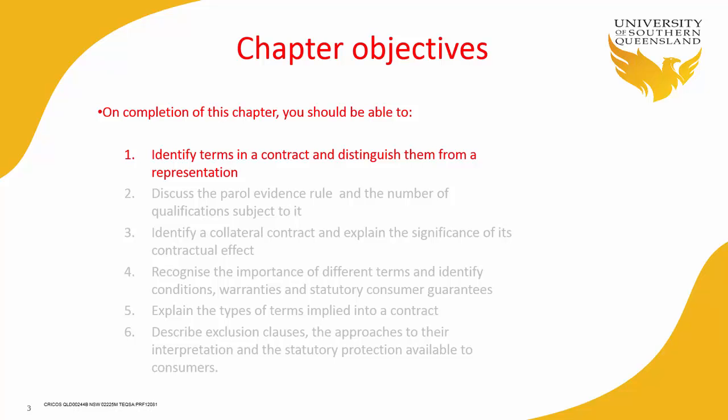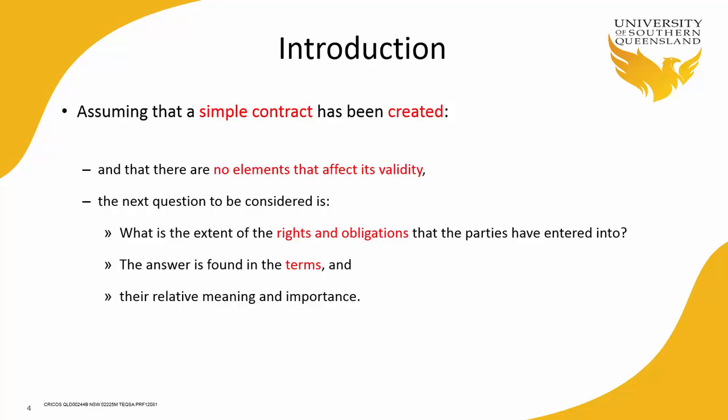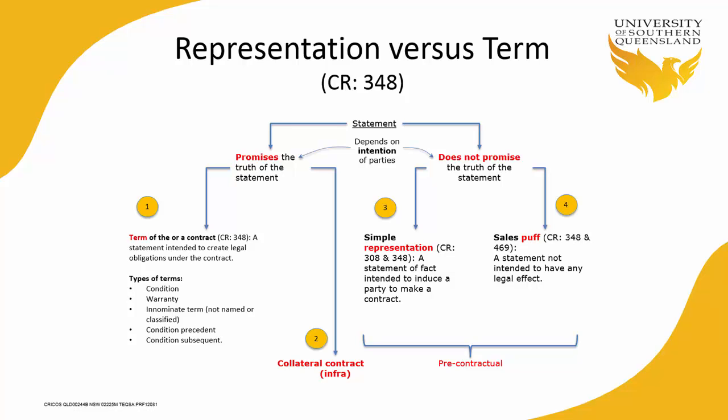And we're given more details under the figure on page 348. So figure 14.1 gives us different types of terms. So as we said, we assume that a simple contract has been created and there are no elements that affect validity. Now we want to look at the terms. So there are different types of representations or statements that you could find in a contract. There's an in-brief box, again on page 348, that gives you a snapshot of what these are.